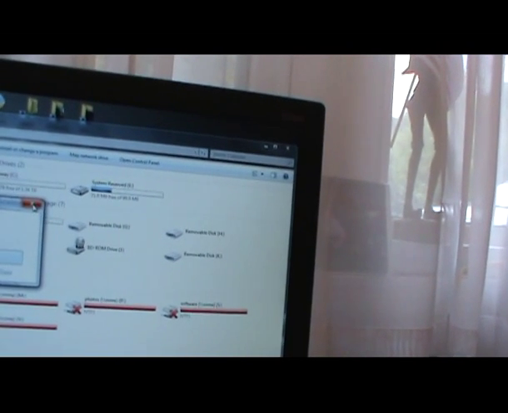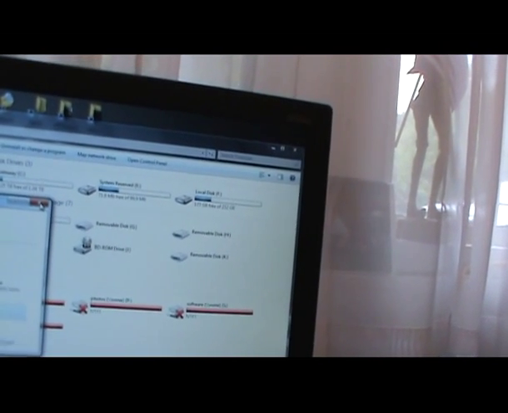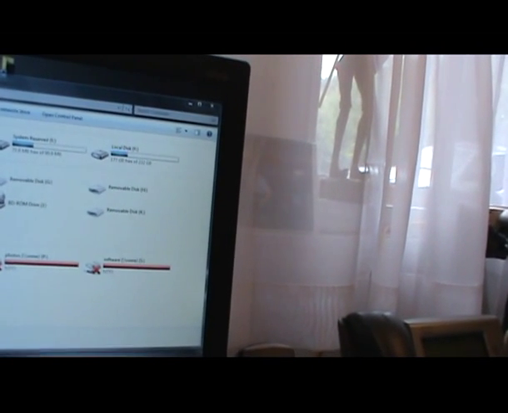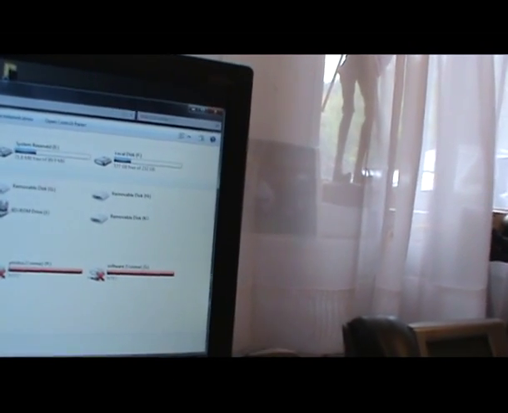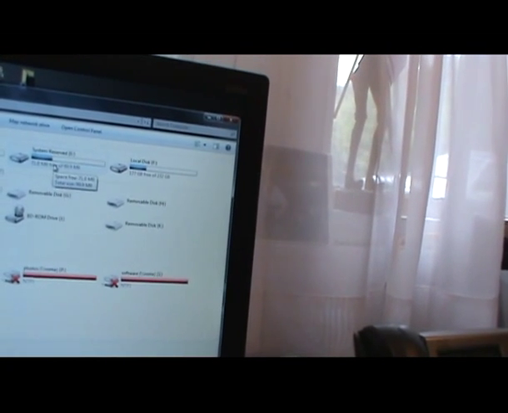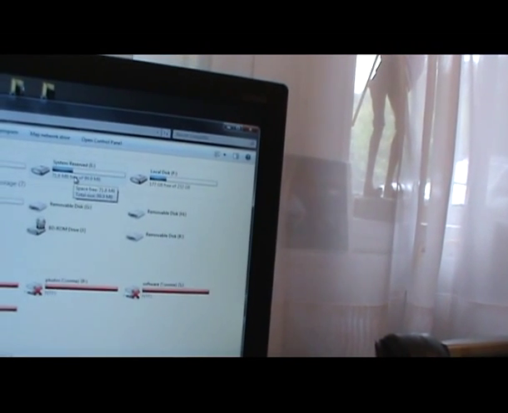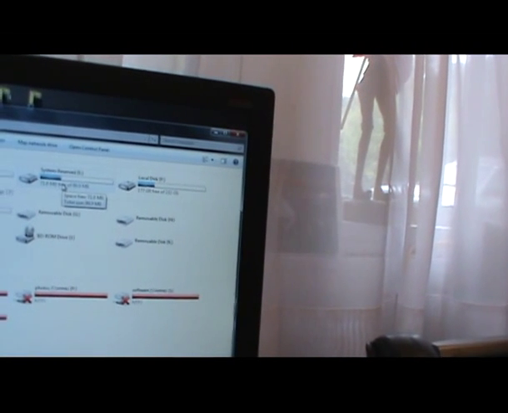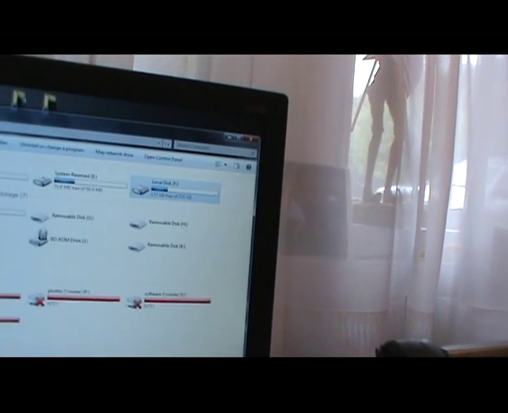Now that's interesting. System reserved E, local disk F. There it is. There it is. So it does work. So you had to reboot. Now let's just see what happens.